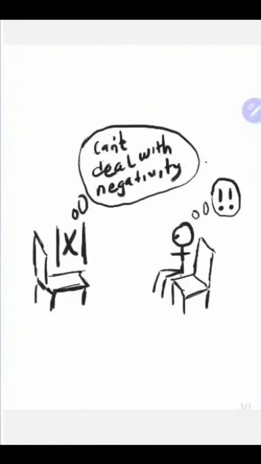Do you know why the absolute value went to therapy? Because it had trouble dealing with its negative emotions. Funny, right? I thought so too.